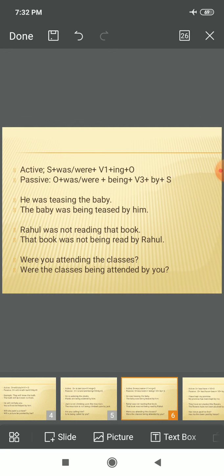Next example is Rahul was not reading that book. Rahul is the subject that would be at the end of the sentence. That book is the object and it would come in the beginning, right? That book was not being read by Rahul. Don't think that I have written read here. The spellings are same. Read, first form is read, second form is read, third form is also read, right? But the spellings of all the three forms are same, R-E-A-D, right? That book was not being read by Rahul.